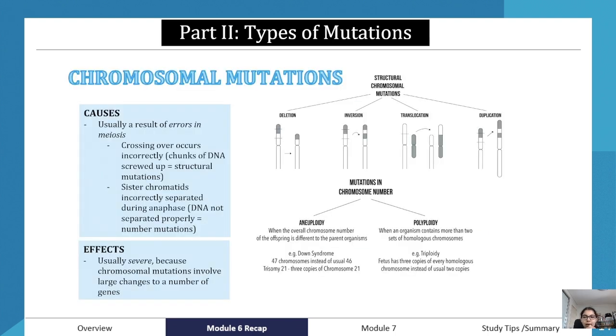Okay, let's have a look now at chromosomal mutations. So chromosomal mutations usually occur as a result of errors that happen during meiosis and crossing over, and that could be because crossing over occurs incorrectly. So there can be chunks of DNA that were screwed up, and that can cause structural mutations to happen. We can also see sister chromatids being incorrectly separated. So during anaphase, when the chromosomes are supposed to separate, the DNA may not be separated properly, which can again cause a number of mutations as well.